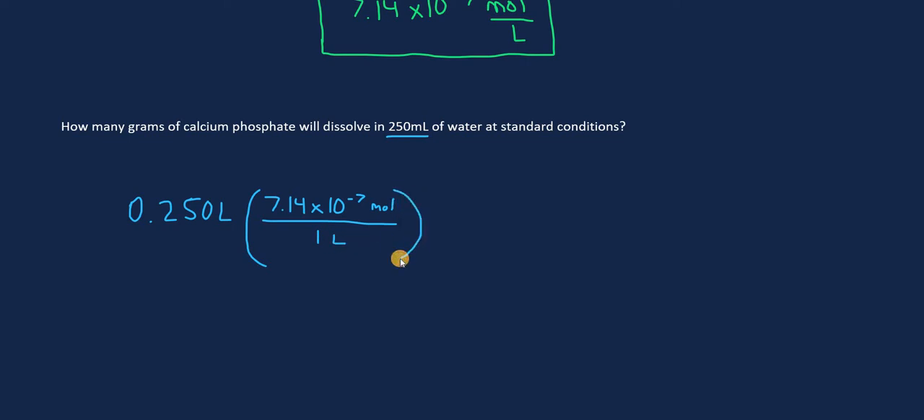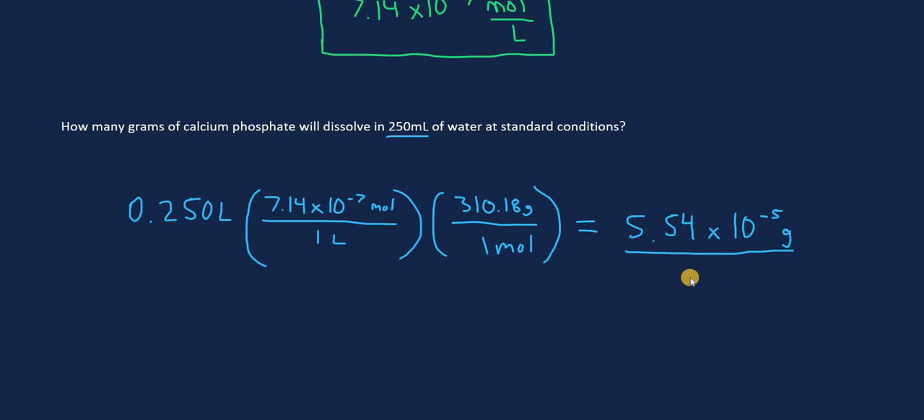And then to get to grams, you simply take the molar mass of your salt. So in this case, the molar mass of calcium phosphate is 310.18 grams over 1 mole. And now you just do the straight math here and calculate the number of grams that will dissolve. And your answer should come out as 5.54 times 10 to the negative 5th grams. And that is how many grams will dissolve in 250 milliliters of water.